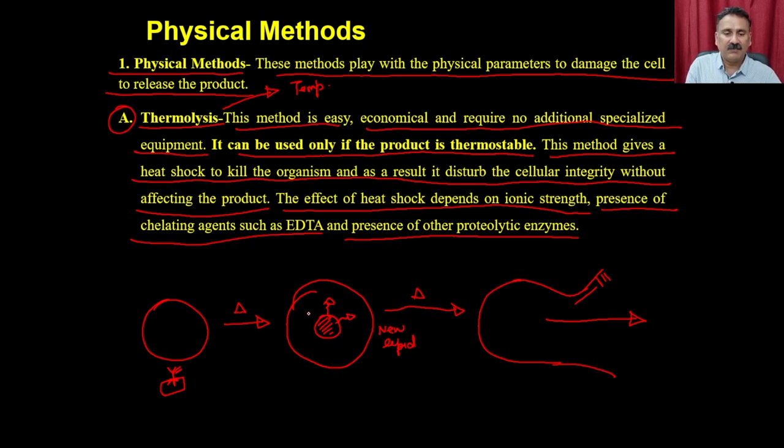Another way to explain this is that when you increase the temperature, the cellular molecules present inside the cell push the cell from all ends, especially water molecules, and they create pressure. The cell can withstand that pressure if it can increase its volume, but if it cannot withstand that pressure, it is going to break the plasma membrane, and that's how the content is released.